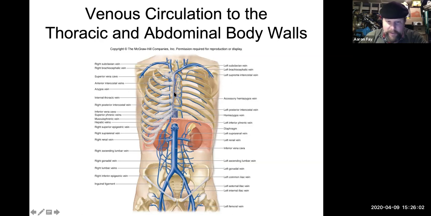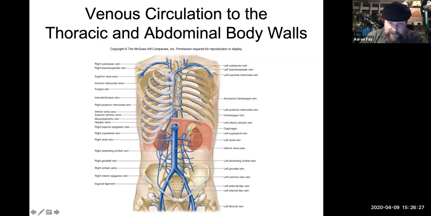Now back here in the posterior, we have a different situation. This guy right here is called the azygous vein, and notice it makes a little J shape. When it makes this J shape, that becomes the accessory hemiazygous. So azygous takes this little dog leg to the accessory hemiazygous.